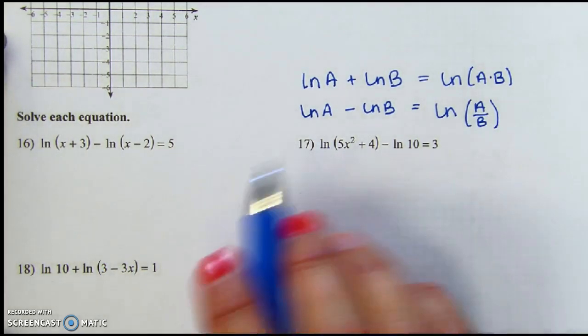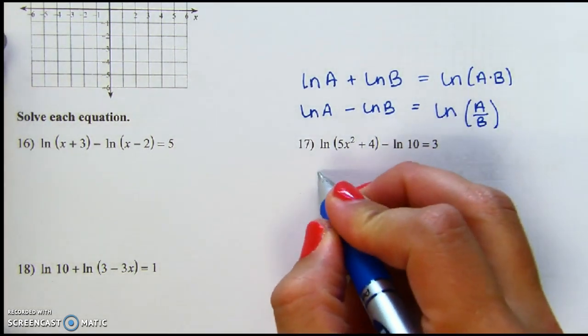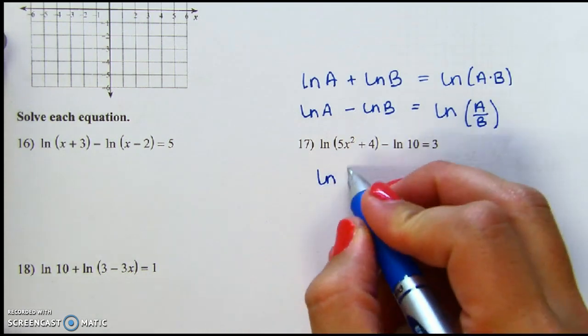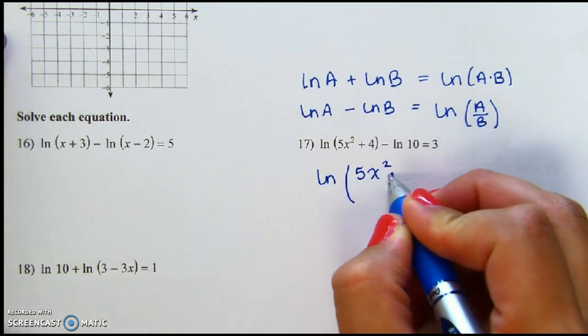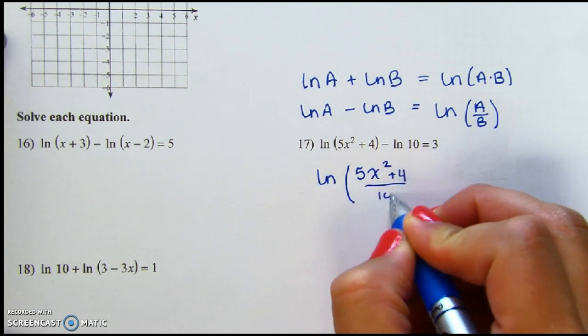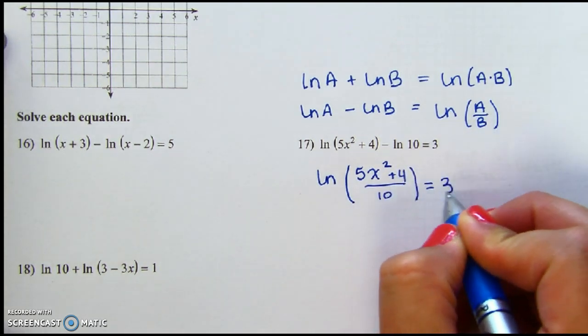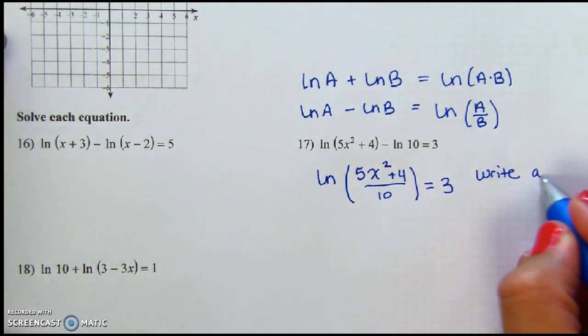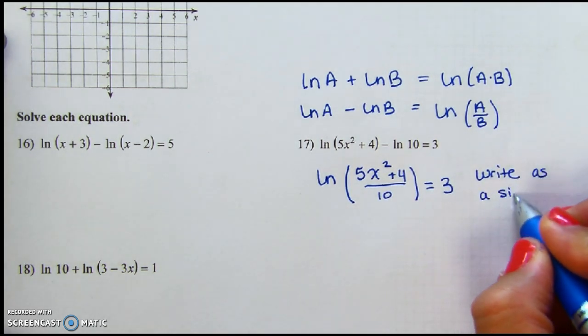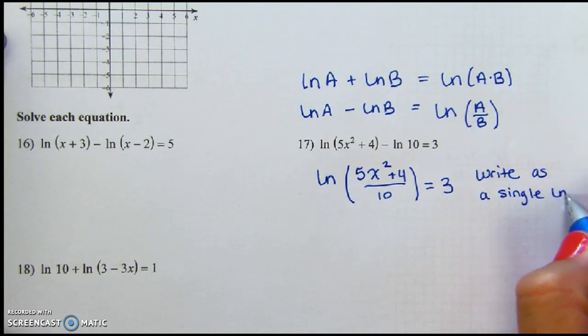Okay, we're going to combine step 1, right, as a single log. So we're going to have the ln, natural log, of 5x squared plus 4 divided by 10. And that's going to equal 3. You have to memorize the steps, right, as a single log.